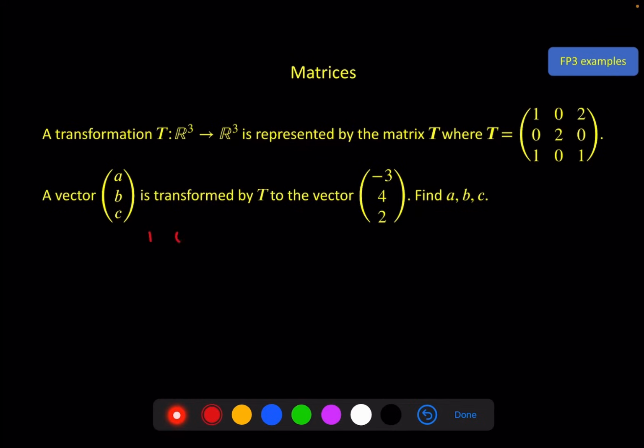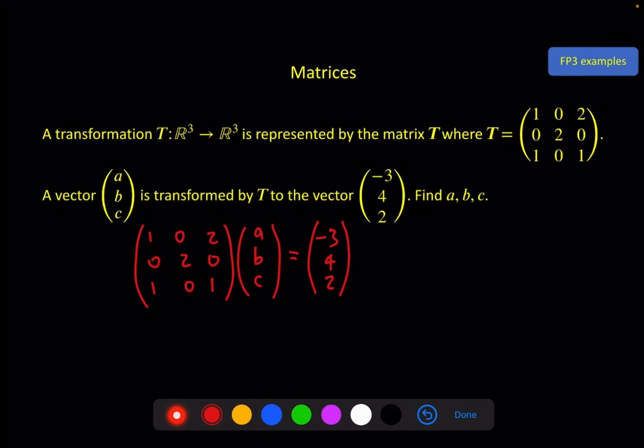So if you've got 1, 0, 2, 0, 2, 0, 1, 0, 1, and the question is telling you that that matrix acting on the vector A, B, C gives you the vector minus 3, 4, 2. And what I'm saying is you could do the inverse matrix of this and multiply that here to cancel it out and multiply it on the left of this vector, and that would give you the answer A, B, C.